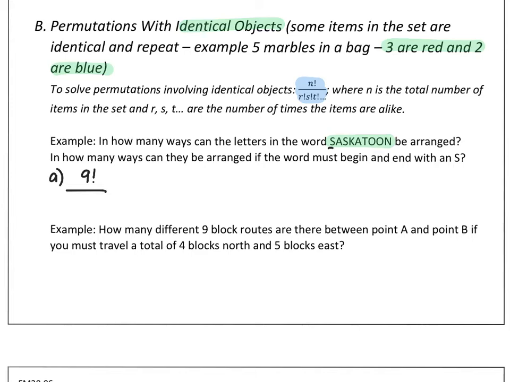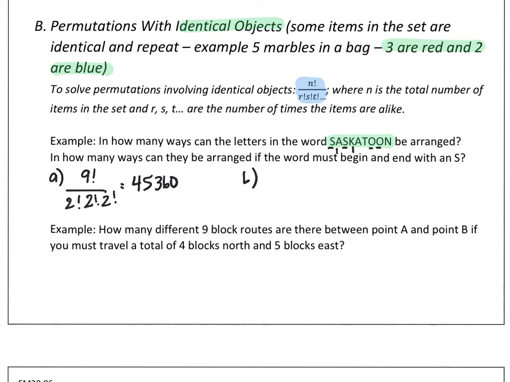So there are 2 S's, so 2 factorial. There are 2 A's, so another 2 factorial. And then there are 2 O's, so another 2 factorial. So 9 factorial divided by 2 factorial times 2 factorial times 2 factorial. We can put that into our calculator. We get 45,360 ways to arrange the letters in the word Saskatoon.